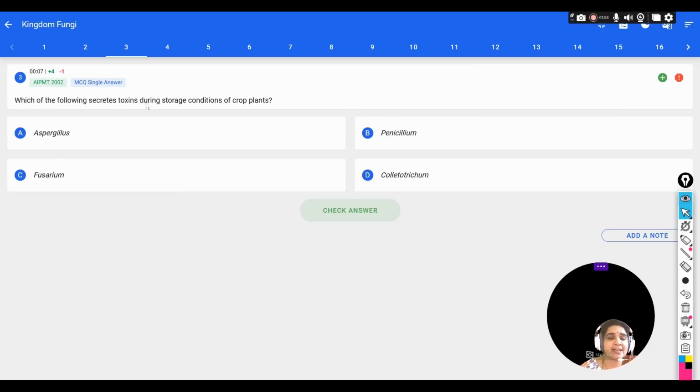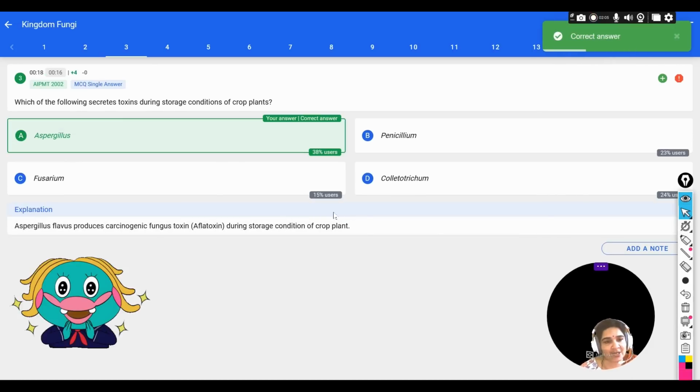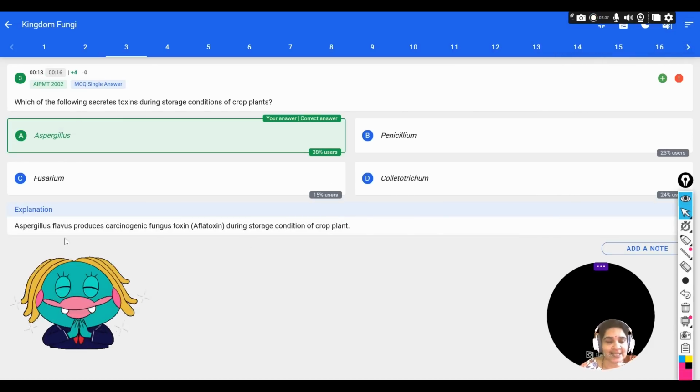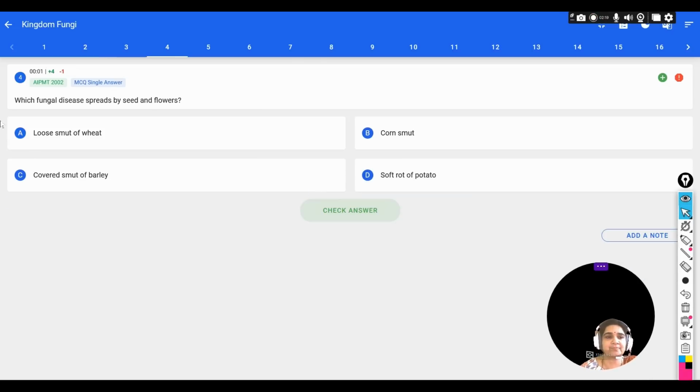Which of the following secrete toxins during the storage conditions of the crop plants? Aspergillus, Penicillium, Fusarium, Colletotrichum. So it is Aspergillus which secretes the toxin. Okay. So this Aspergillus flavus produces the carcinogenic fungal toxin, which is called aflatoxin, during the storage condition in the crop plant. Okay. So now let us proceed to the next question.